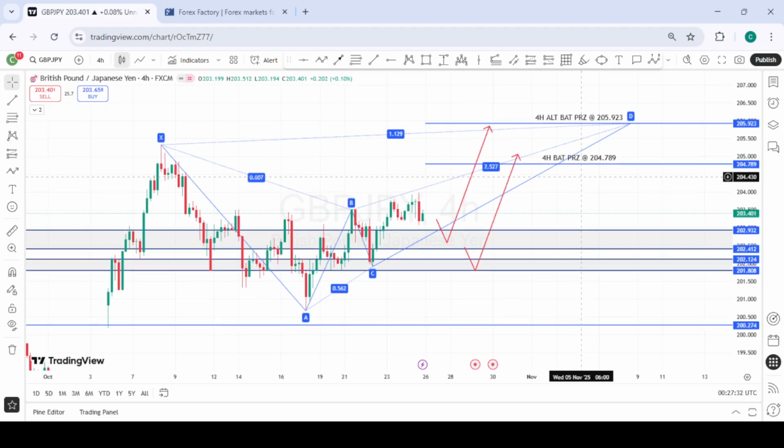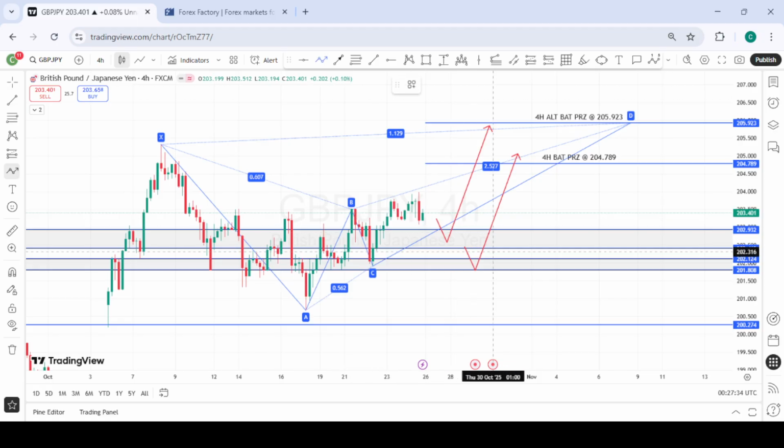Price will only be considered bearish if it breaks below this particular zone and comes for a retest to sell to the downside. Until then, we are very bullish on GBPJPY. Sorry.